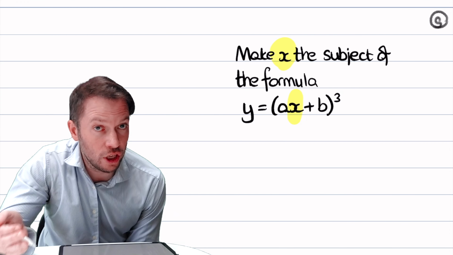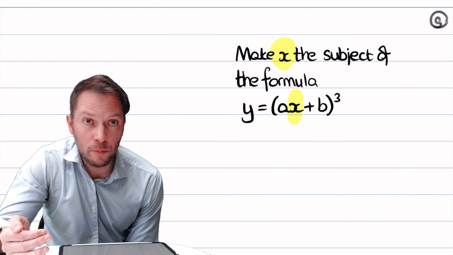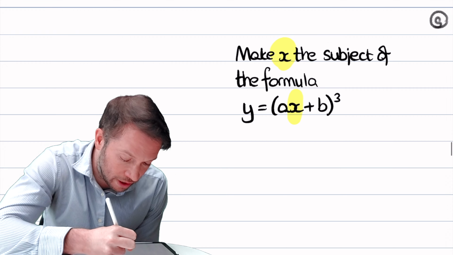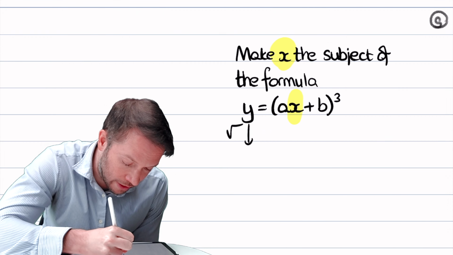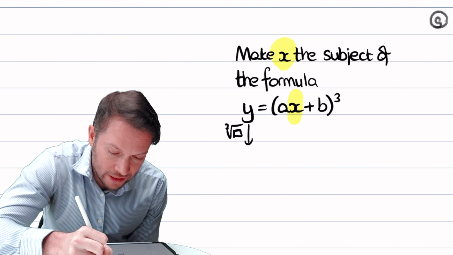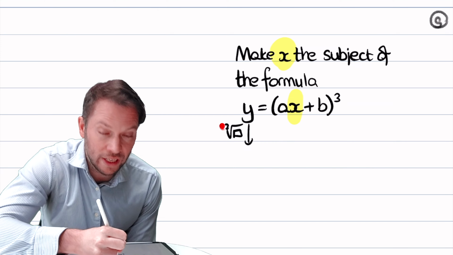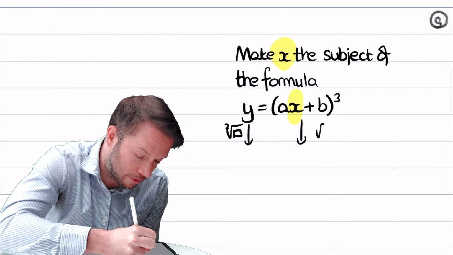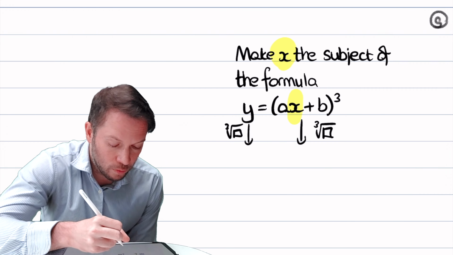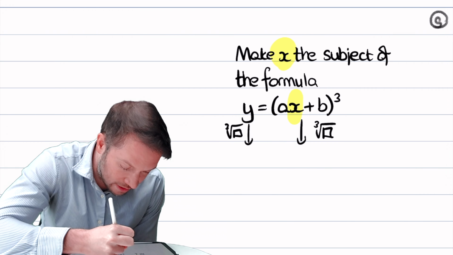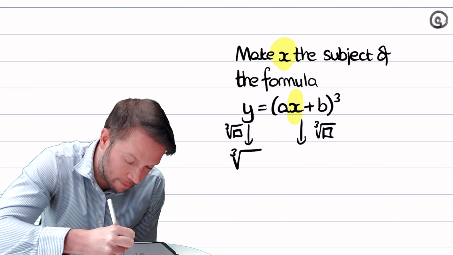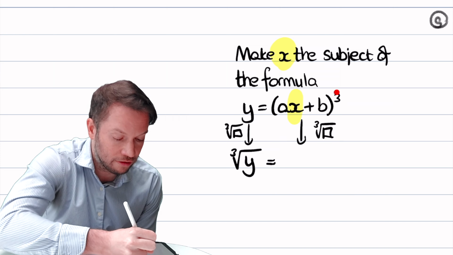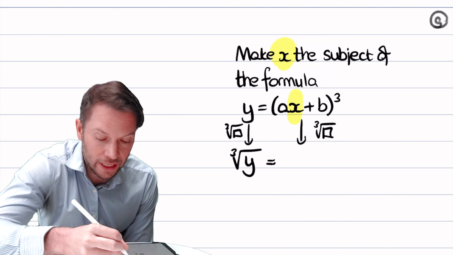The last thing was cubing, so we undo that by doing the opposite, which is cube rooting. So we cube root both sides. Remember, cube root we write as a root symbol with a little 3 on the left, and we cube root that as well. So when we cube root the left, we get the cube root of y. And when we cube root the right-hand side, the cube root just cancels out that cubed, leaving the ax plus b, like that.